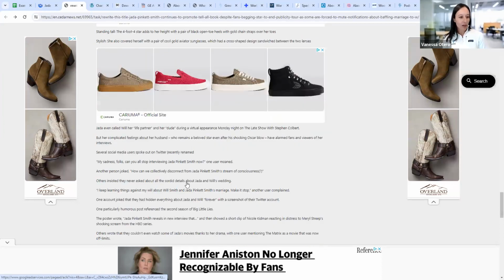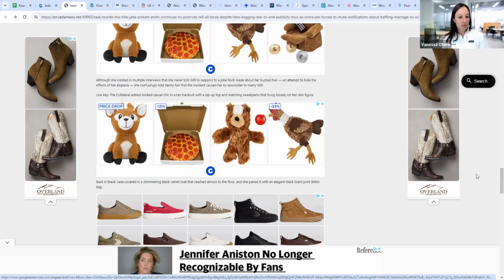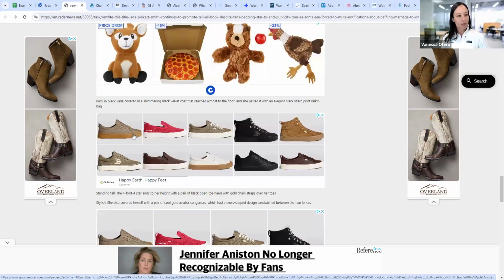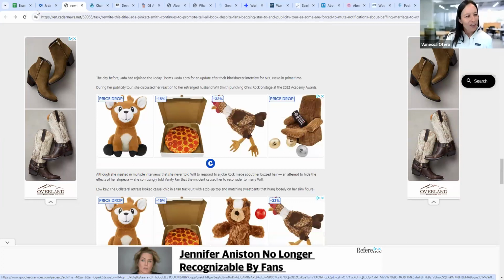I think you've seen all the things I bought on the internet. I haven't bought these boots, but I do have Carryoma shoes and all these toys from Chewy. All right.